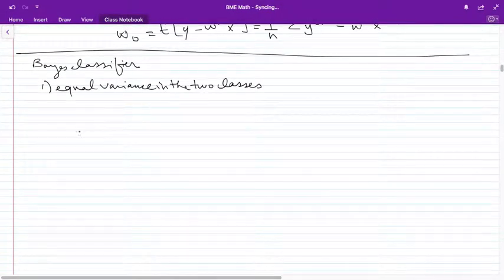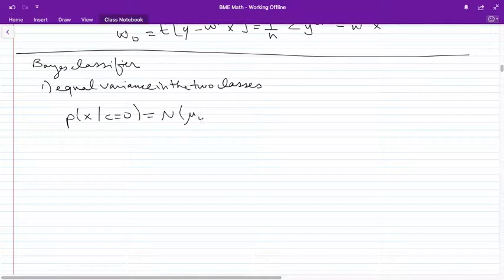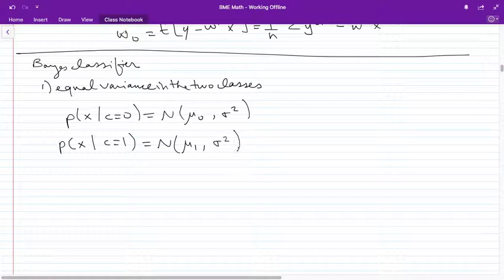All right, so we begin with the likelihood of our data. We have some data X that, when it was one of the classes, we say is normally distributed with some mean mu 0 and variance sigma squared. And we also have the other class, when it's class 1. It's also normally distributed with mean mu 1 and variance sigma squared. So the two likelihoods have the same variance.